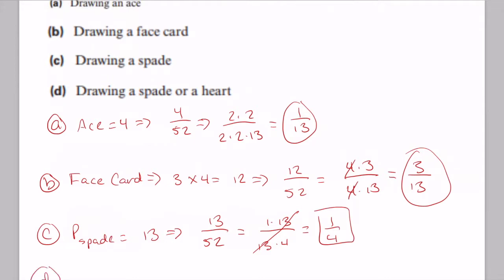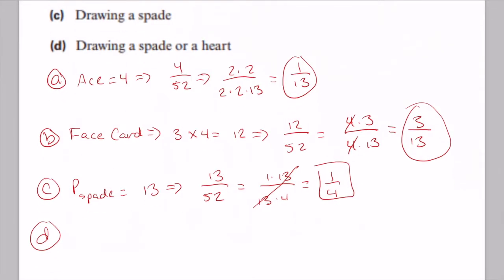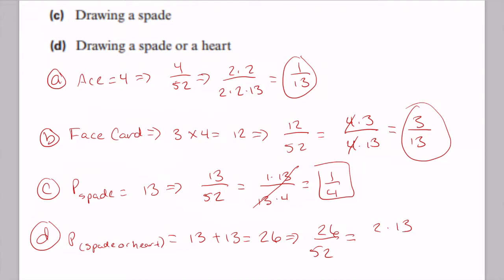And D, drawing a spade or a heart. So that's a little bit more interesting. Spade or heart. Okay? So we know we have 13 spades, and we also have 13 hearts. So we combine them, that's going to total 26 possible cards, 26 possible outcomes. Then our probability is 26 out of 52, which is actually 2 times 13 over 2 times 2 times 13, which is 1/2.